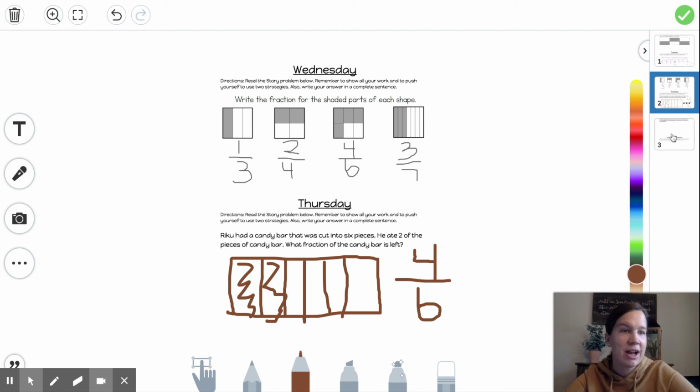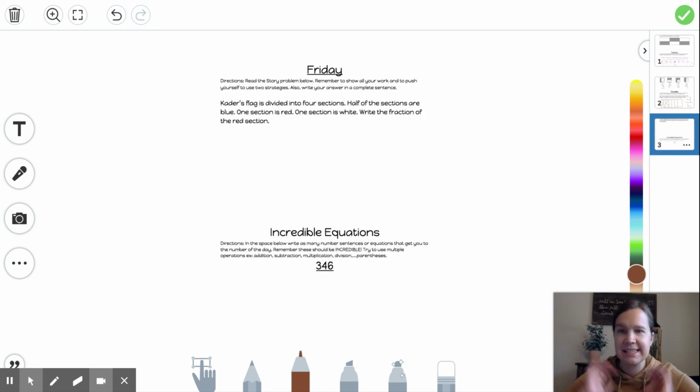All right, let's go to Friday. Woohoo, last day. It says Cater's flag is divided into 4 sections. Half of the sections are blue, 1 section is red, 1 section is white. Write the fraction of the red section.